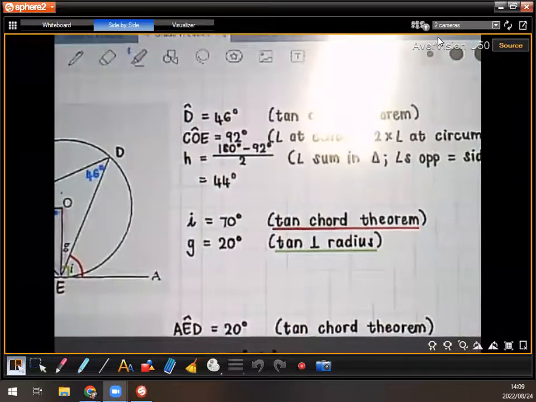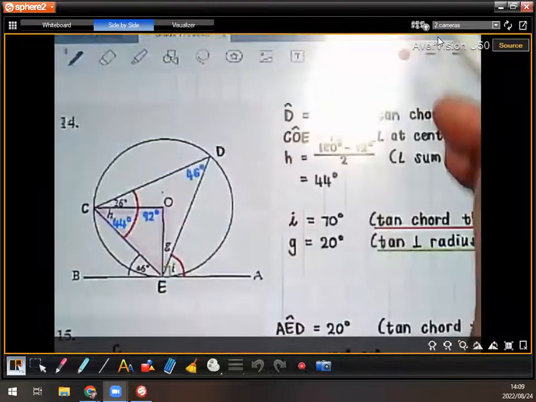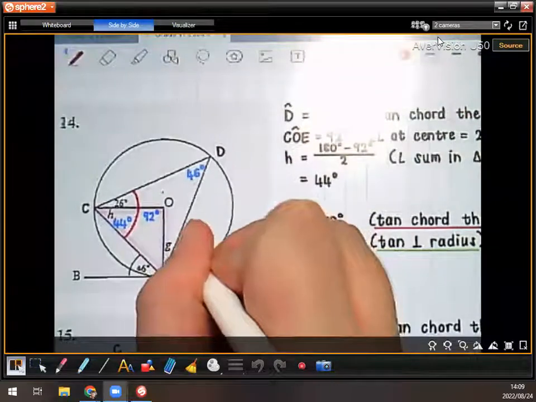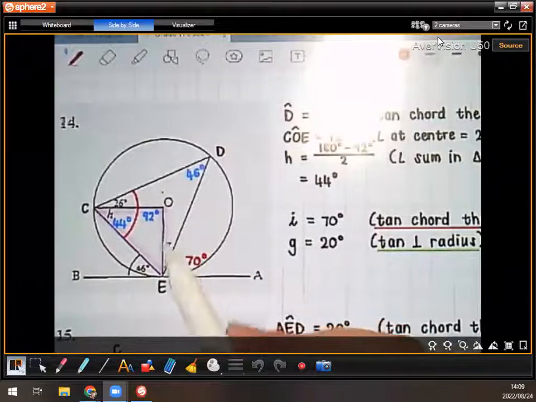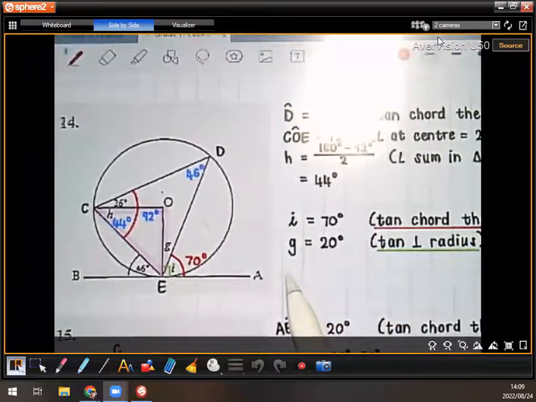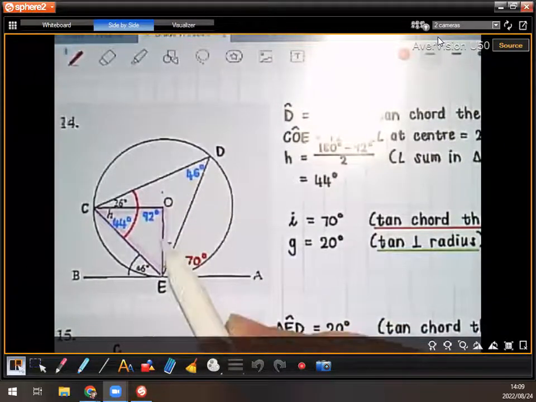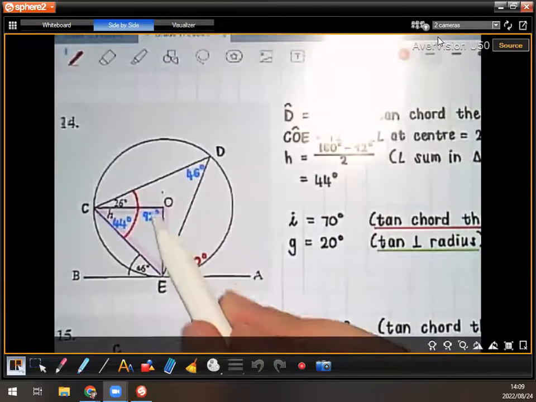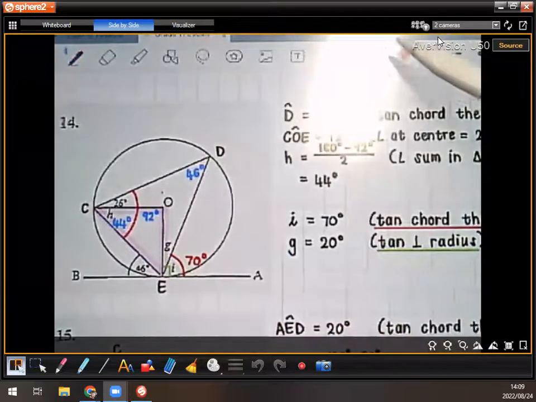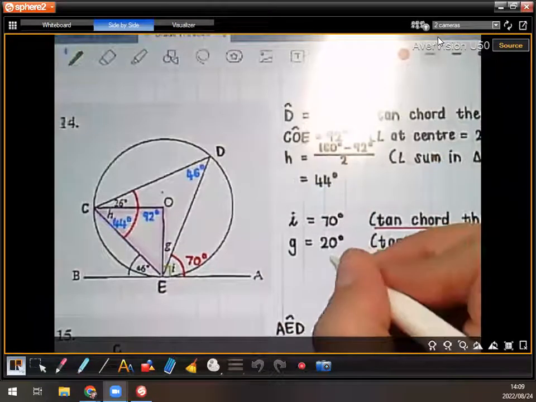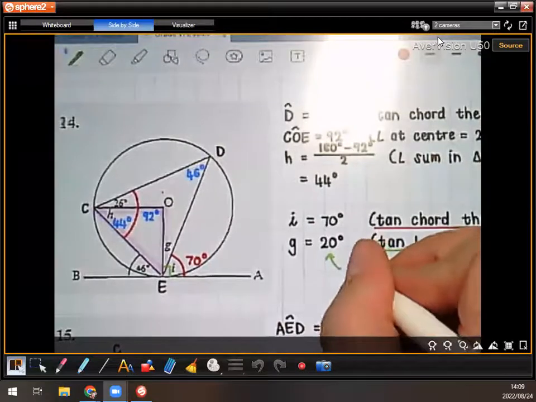Yeah, and then for G, if you now know that I is 70, then you can use that because this is a tangent perpendicular to the radius, right? So I and G together, so 70 and G together is equal to 90. So therefore, 90 minus 70. I can write that calculation, but you can add it in if you want. So to get to 20 was 90 minus 70.